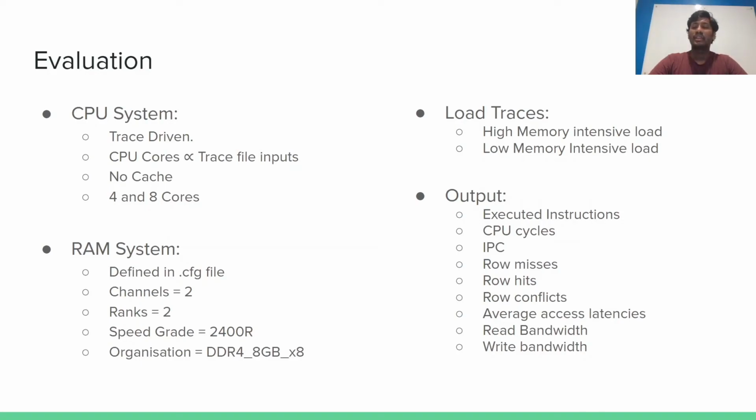So the outputs are basically the executed instructions, the CPU cycles, IPC, row misses, row hits, row conflicts, average access latency, read bandwidth, and write bandwidth. So why did we choose them as our metrics? Because these are the metrics that make a real world scenario.